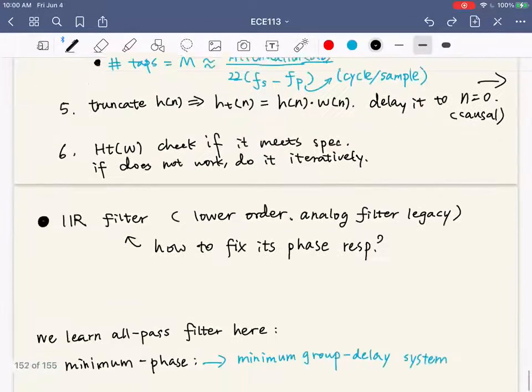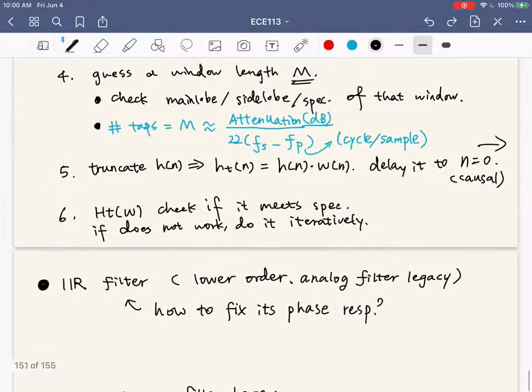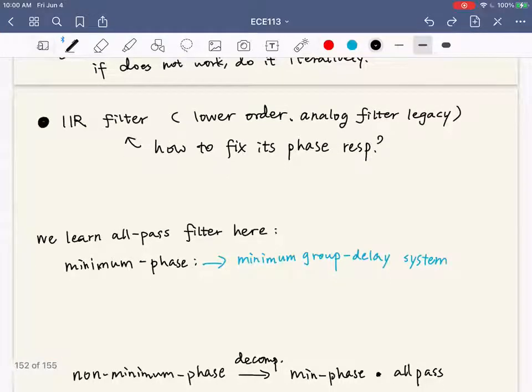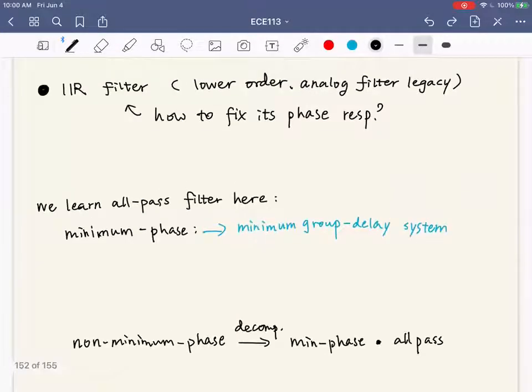So I noticed that the time is up, but I still want to continue. The people who are very busy, please check the recording. I'm so sorry, the content is just too intense. Okay. And then any question about FIR filter design?